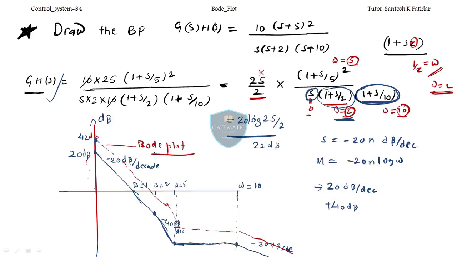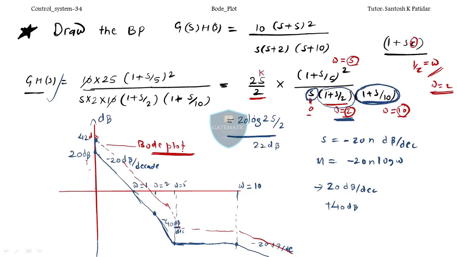So what is this Bode plot? The Bode plot is the game of the slopes only. The slope provided by poles, the slope provided by zeros, and the number of poles and number of zeros at the origin. So this is the whole game of the Bode plot. Okay, so I think it's clear to you. Please now listen carefully.